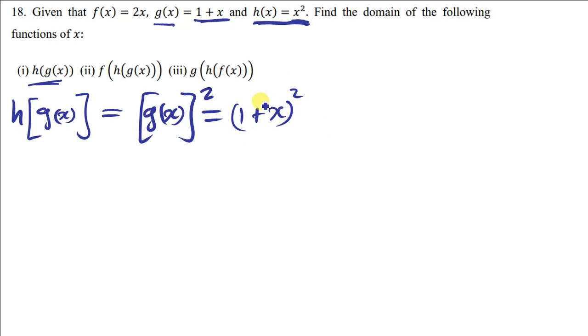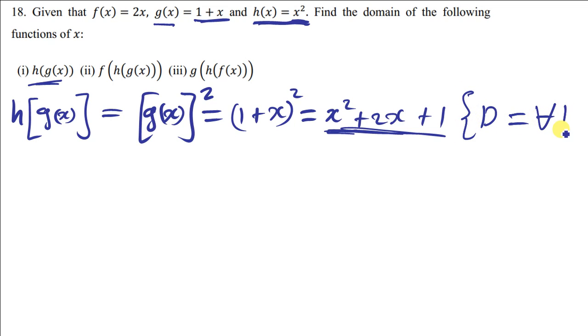The domain of this function is simply all real numbers. Why do I say this? Because there is no number in the set of real numbers that you can replace in this expression to make it undefined. If you want, you can simplify this further, and you are going to have x squared plus 2x plus 1 as your quadratic expression. There's no number that you can replace into a quadratic function and find it undefined. If there was such a number, I would have excluded it from the domain. In this case we don't have any, hence the domain of this function is simply all real numbers.